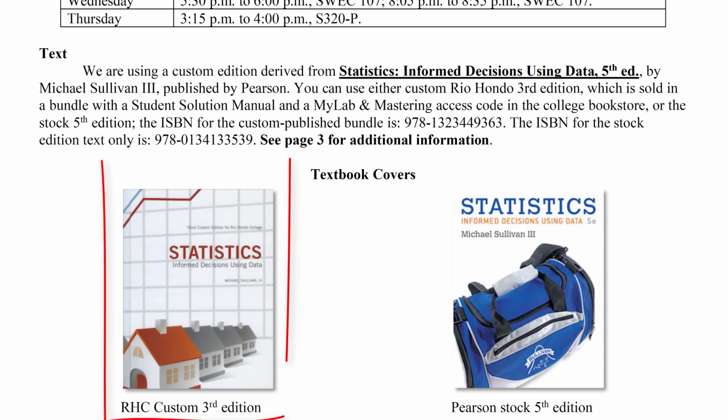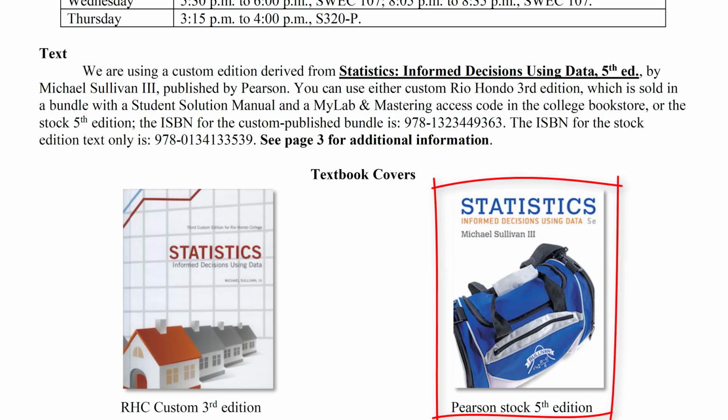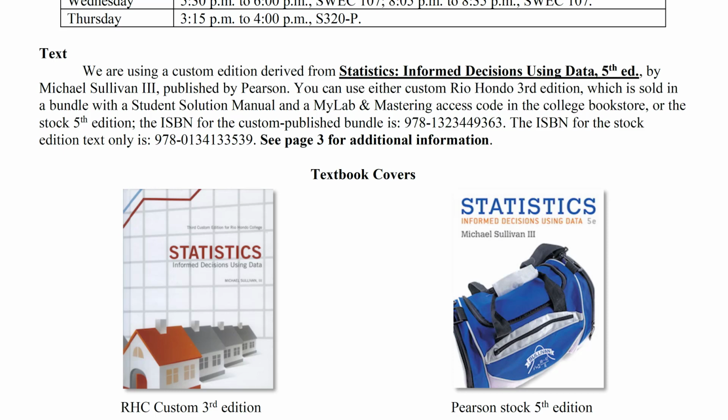We are using a custom edition, which is pictured on the left side, and that is derived from the stock edition, which is pictured on the right side. And so at the time of this recording, the custom edition is the Rio Hondo Custom 3rd edition, and the stock edition is the 5th edition of Sullivan's Statistics. And these are functionally identical, but we try to save you some money, and so that's why we're presenting the bundle with the custom edition. And we'll talk more about the bundle in just a moment.